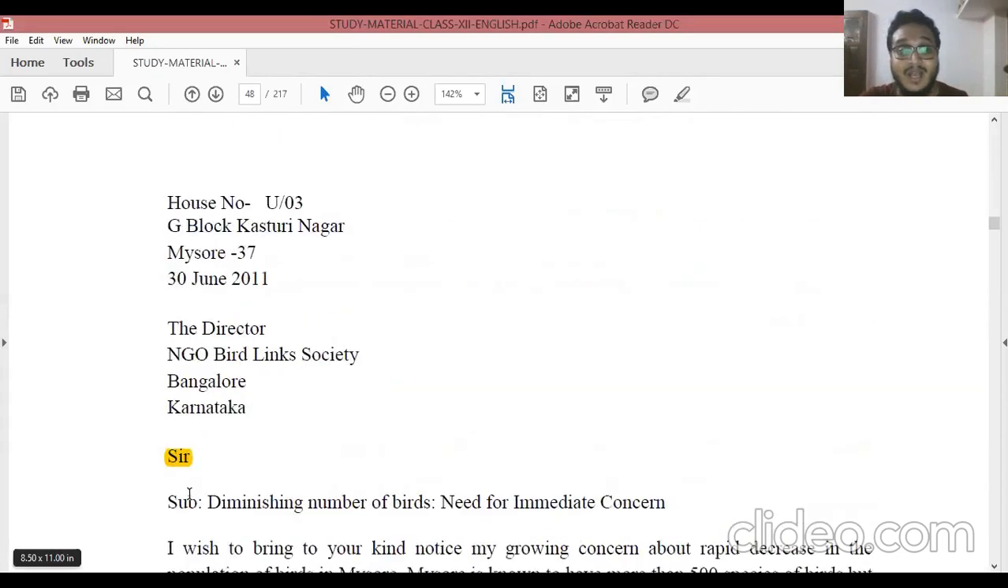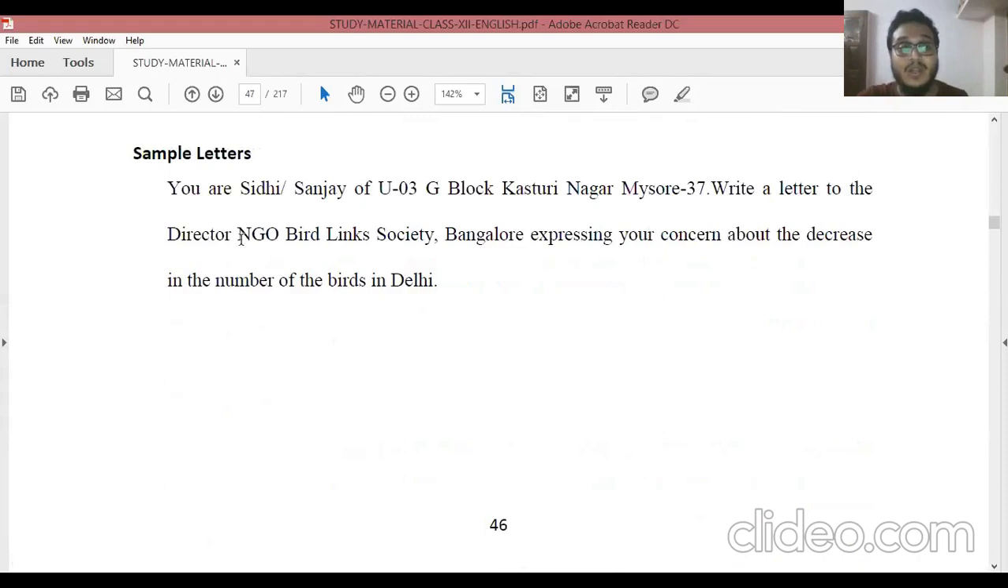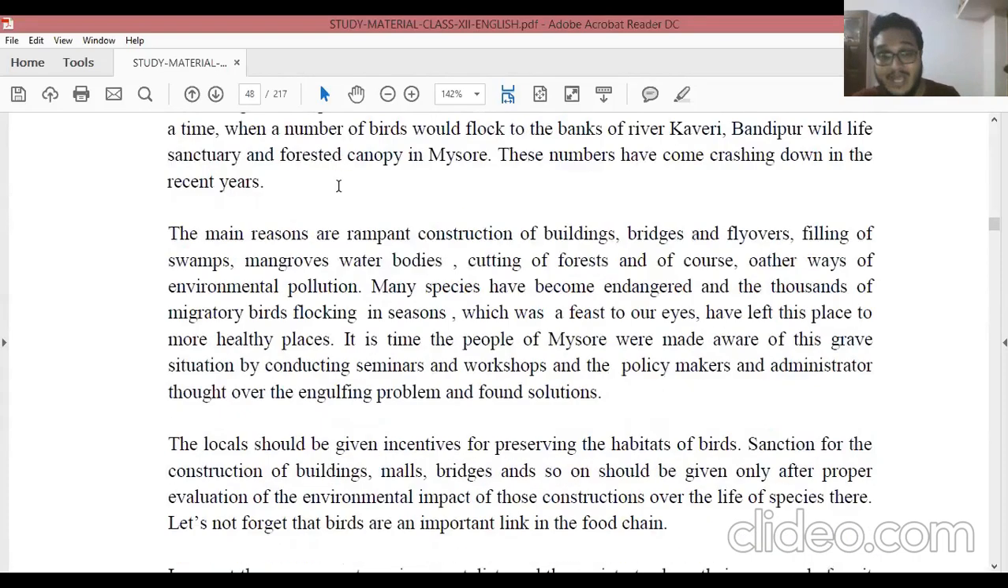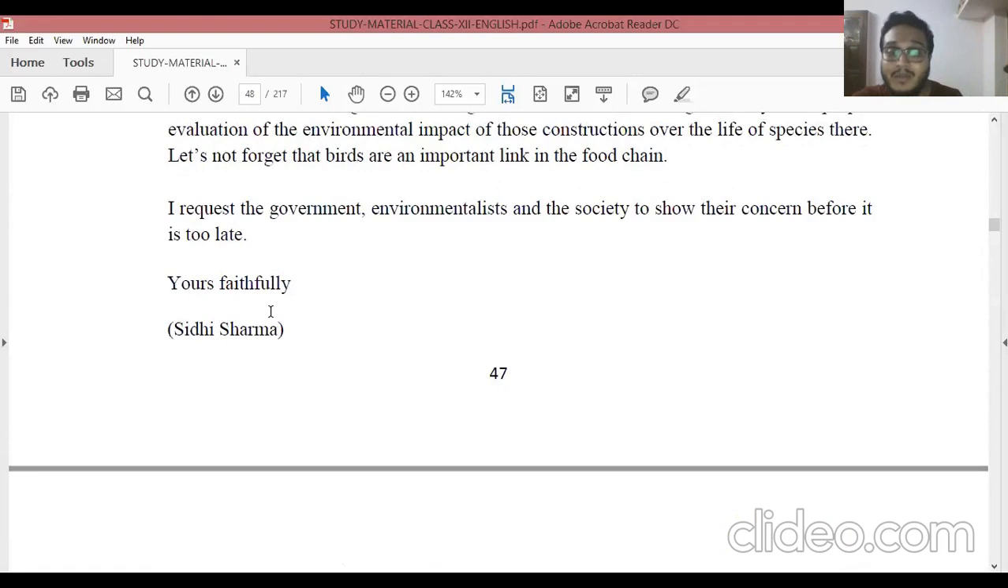In the question, see, I'm showing you the question again. You are Siddhi or Sanjay, but here the last part is known as the complementary clause. Yours faithfully, Siddhi Sharma. Full name. If you're writing only Siddhi, again, it depends on the teacher. Someone may deduct marks, someone may give marks, but properly you should write the full name. Got it? This is what we can call an official letter.